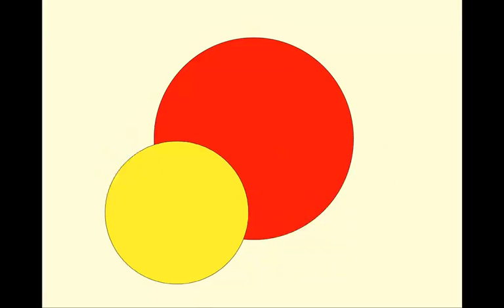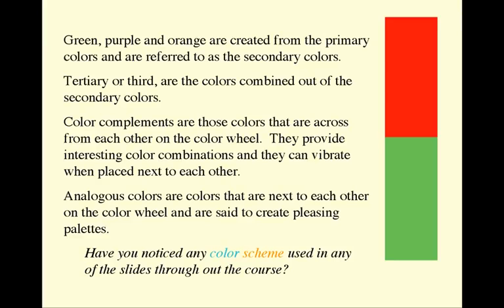What principles in play? Supposedly you can see a clown that fell down here, so a playful slide. Green, purple, and orange are created from primary colors, and we refer to those as the secondary colors. Tertiary, or the third colors, are combined out of the second colors.